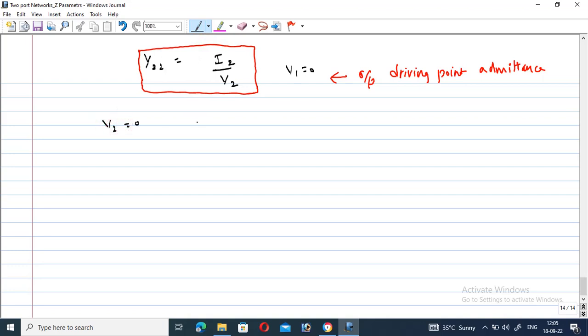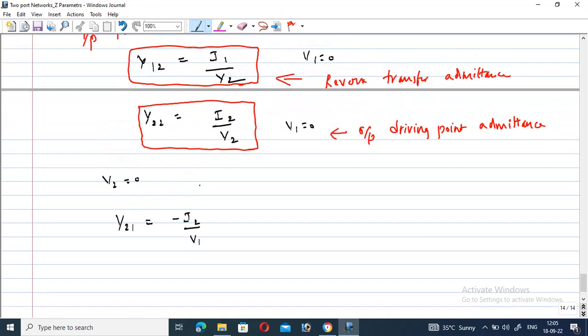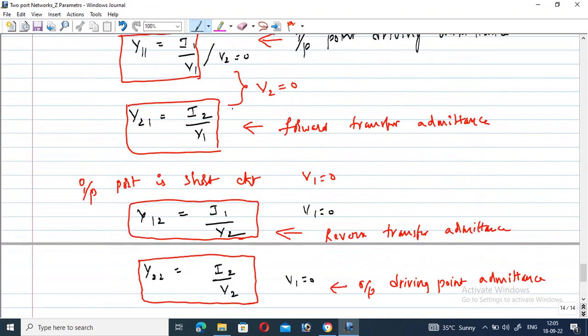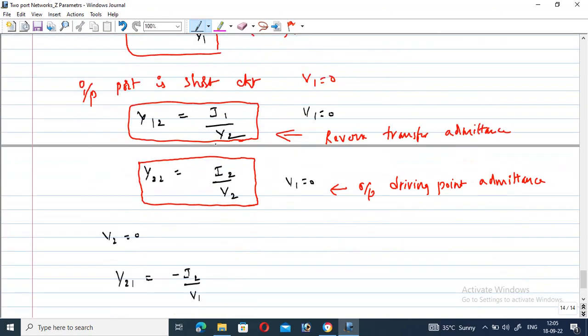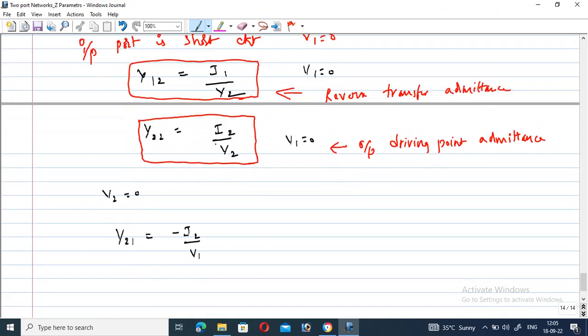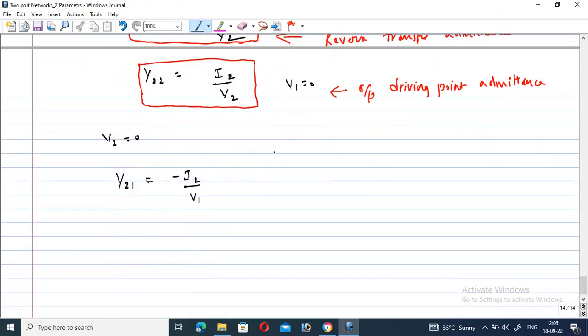The negative sign indicates the direction of the flow of I2, the outward direction. Therefore, Y21 is equal to minus I2 by V1, right? So let us see, this is also a possibility. Y21 is equal to I2 by V1. Actually, minus means that it is the outward direction.